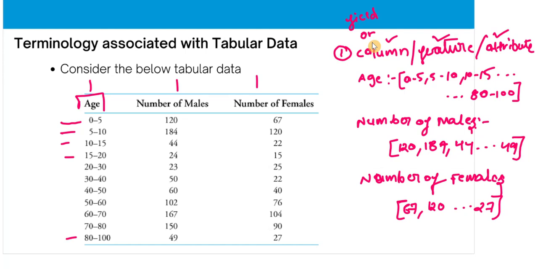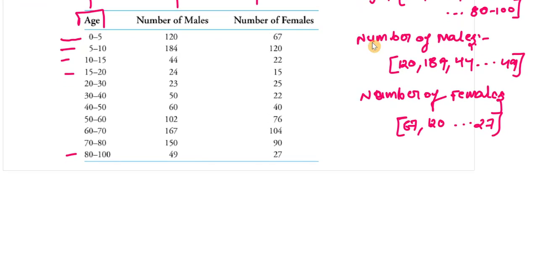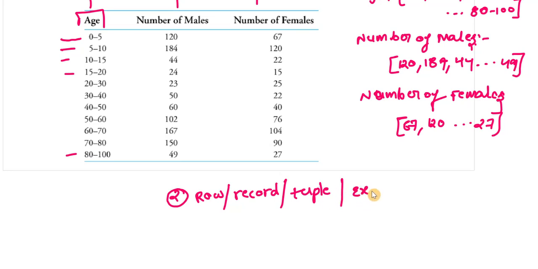Coming to the rows, we also have different terminology associated with the rows. One row is called a record, one record, or one tuple, or one example. These are the naming conventions associated with rows.